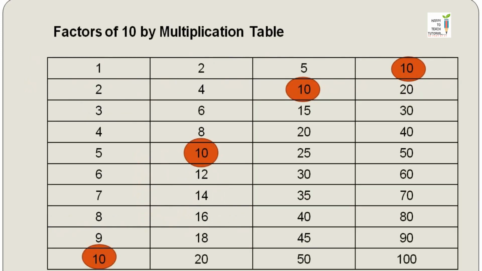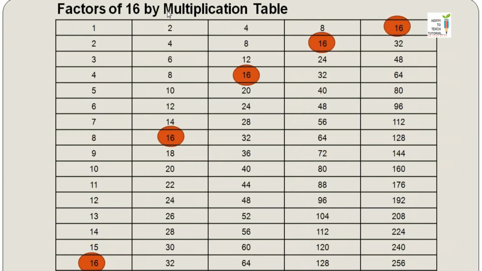Next, factors of 10 by multiplication table. 10 comes in the table of 1, 10 comes in the table of 2, 10 comes in the table of 5 and 10 comes in the table of 10. So, factors of 10 are 1, 2, 5 and 10. Next, factors of 16 by multiplication table. 16 comes in the table of 1, the table of 2, the table of 4, the table of 8 and the table of 16. So, the factors of 16 are 1, 2, 4, 8 and 16.